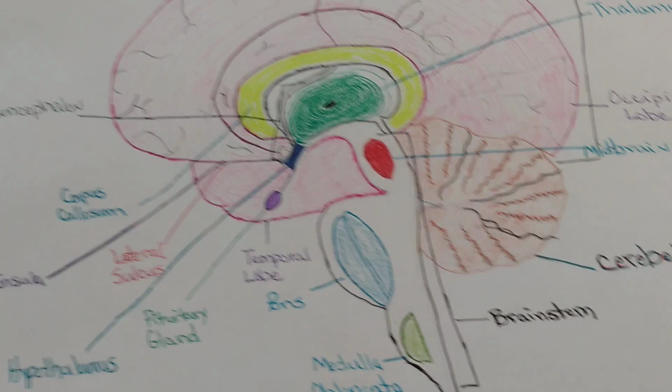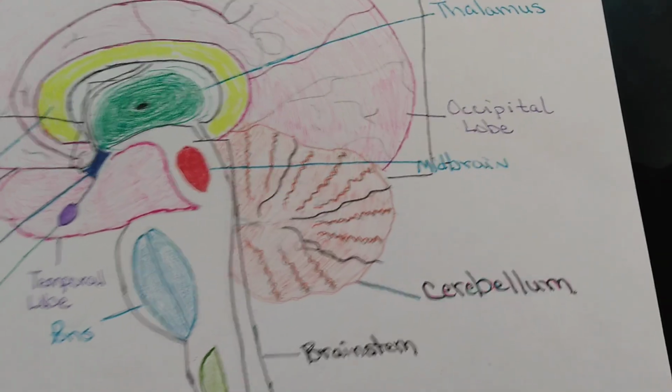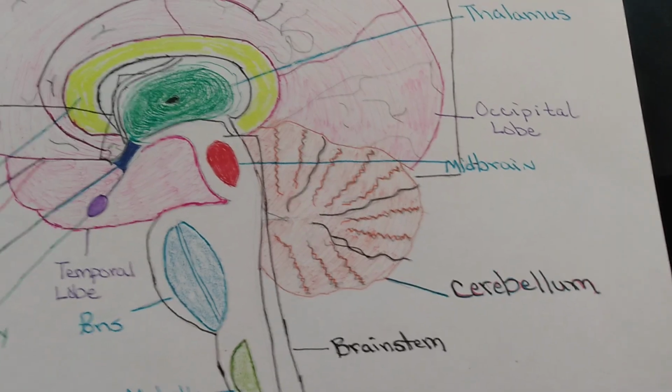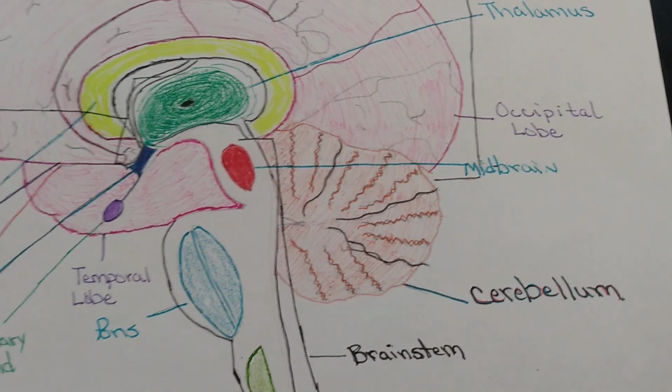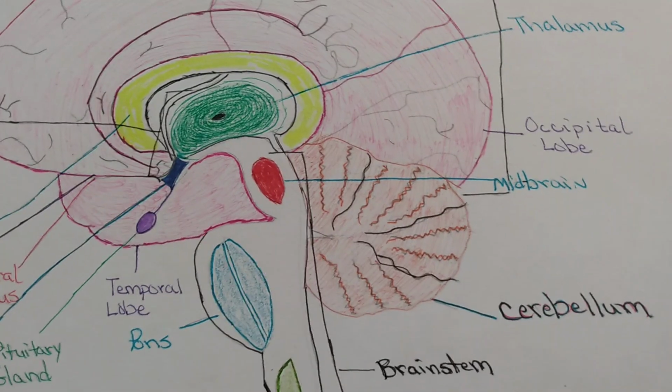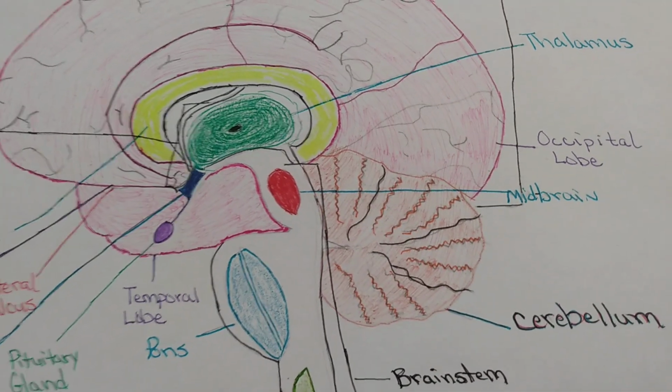And the last region of the brain is the cerebellum. The cerebellum plays a major role in coordination of skeletal muscle functions, such as balance, posture, complex movements, and speech.